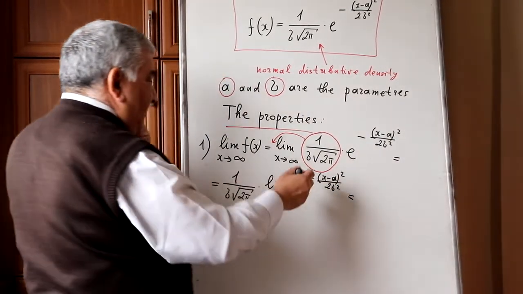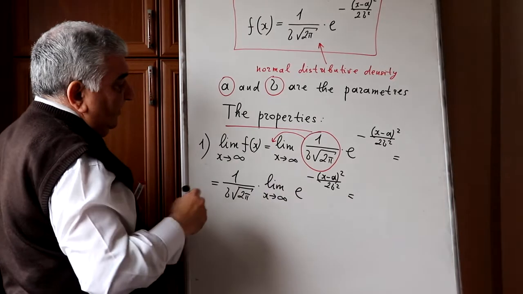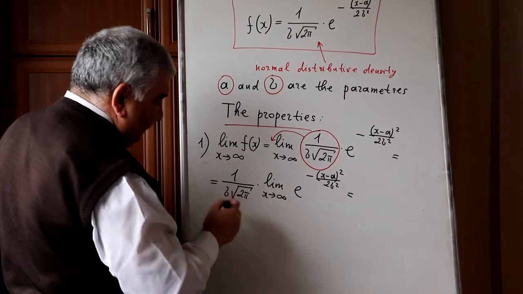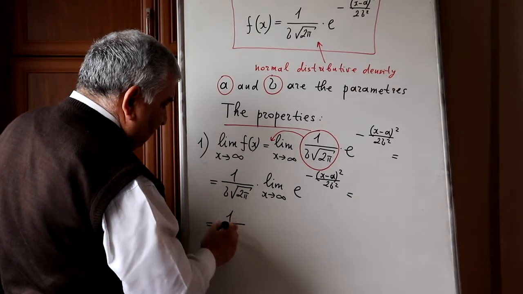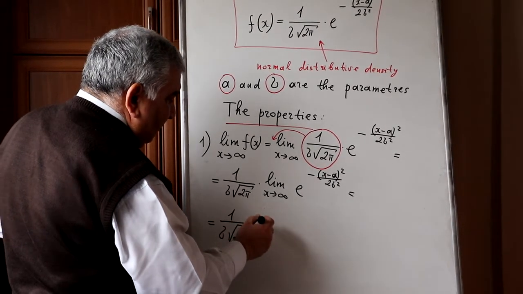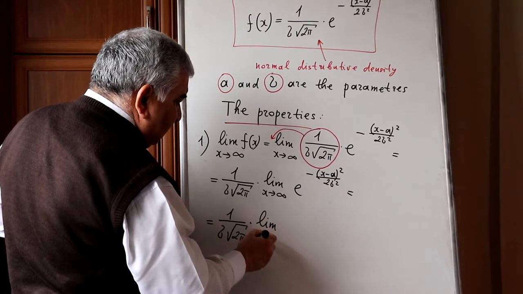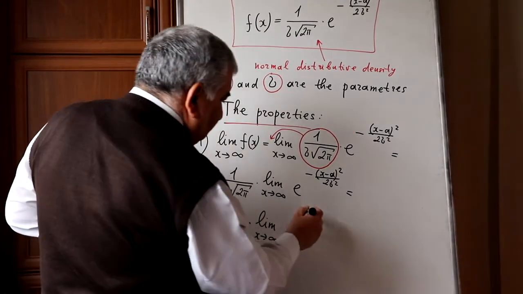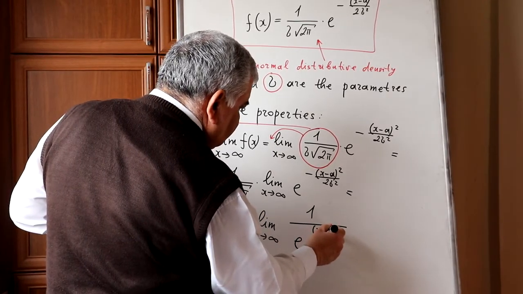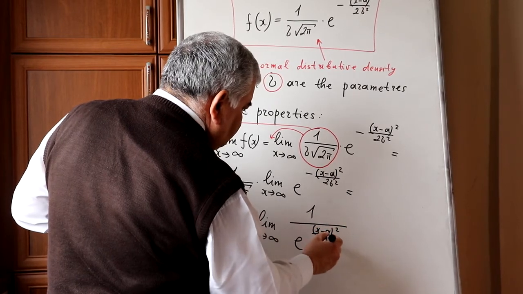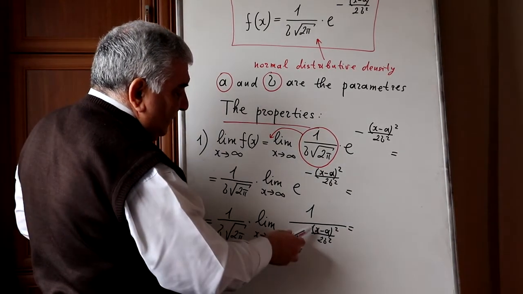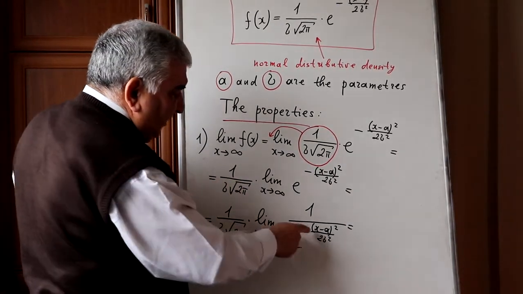Then rewrite the expression under the limit in the following form: 1 over sigma multiplied by square root of 2 pi equals limit when x tends to infinity of 1 over e raised to x minus a squared over 2 sigma squared. Here x tends to infinity, substitute infinity instead of x here.